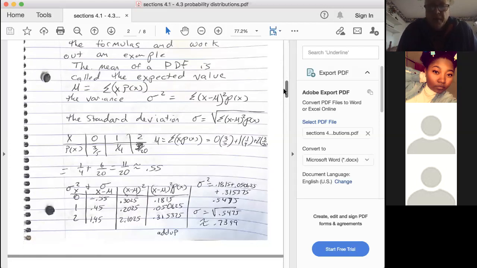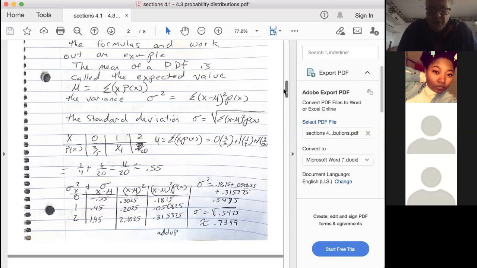What do we mean by expect? That's the X value or random variable value we would expect. The variance is the sum of the difference between X and mu squared times the probability of X. Then the standard deviation is the square root of that.